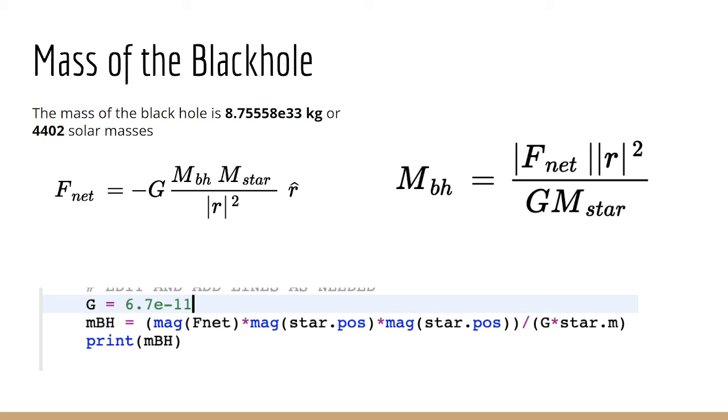When using Newton's law of universal gravitation, we can solve for the mass of the black hole, and we use 6.67 times 10 to the power of negative 11 as the gravitational constant. Doing this, I found the mass of the black hole to be 8.75 times 10 to the 33 kilograms, or approximately 400 solar masses, which is reasonable for black holes because they can range from single-digit solar masses to billions of solar masses.